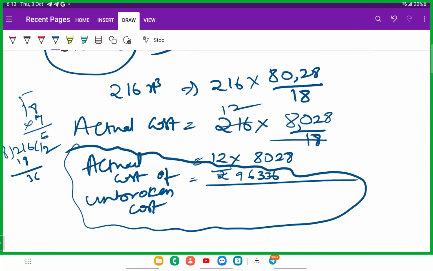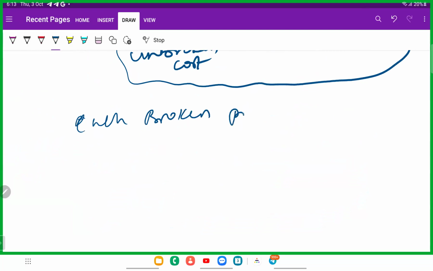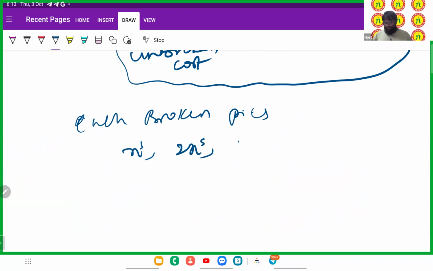the broken the piece को क्यों कैलकुलेट कर रहा है? हम तो कैलकुलेट कर रहा है अनब्रोकन कॉस्ट. We are calculating here unbroken cost, right? Okay, sir. I was just telling in general. You can go further. Suppose if I extend this question, what are the cost for each broken piece? That is x cube, 2x cube and 3.